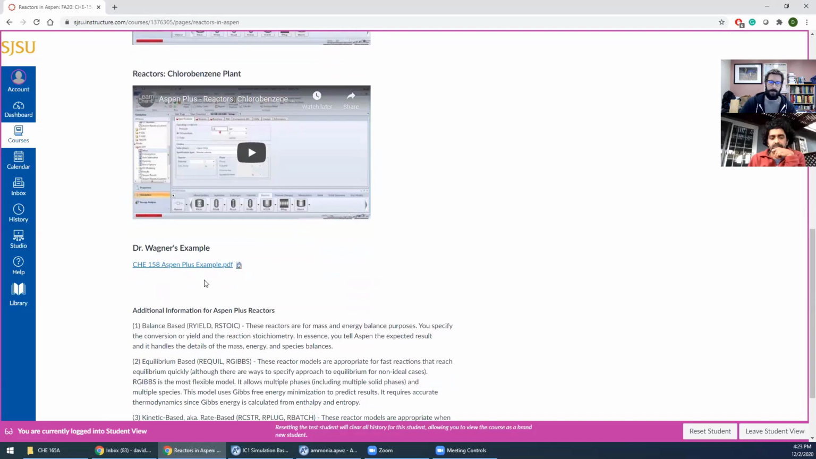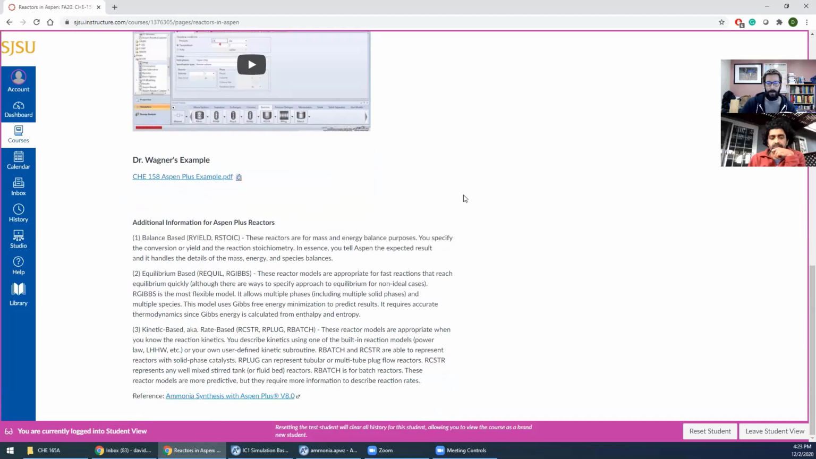Right here is where this video is going to go, and here's an example that I have with ammonia synthesis using Aspen. But really quick right here, some of you have heard me say in 165 or another class that there are 7 reactors that you have in the continuous operation within Aspen. Those are the yield, the stoic, the equil, Gibbs, CSTR, plug, and batch.